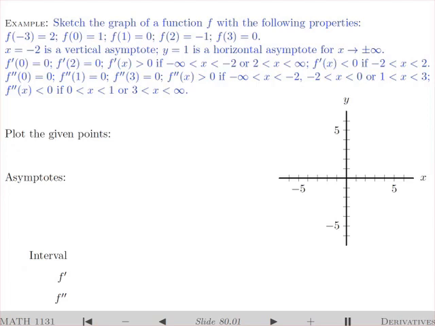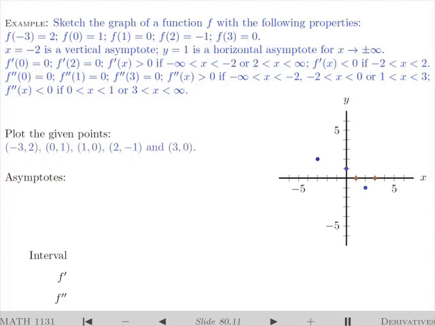Each value of the function is a point. So if f of -3 is 2, then (-3, 2) is a point on the graph. Let's plot the points as we go along. So there is (-3, 2). F of 0 is 1, so (0, 1). F of 1 is 0, that's the point (1, 0). F of 2 is -1, that's the point (2, -1). And the final point given is (3, 0).